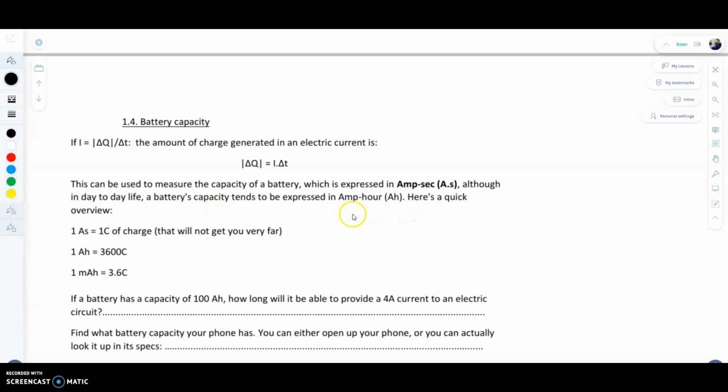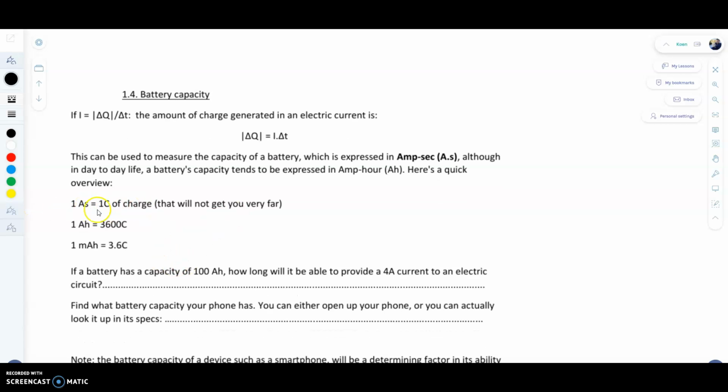Or, as used in certain batteries of, for instance, cell phones, we will often use milliamp hours, which is just 1/1000th of an amp that can be used for a certain amount of hours. So 1 amp second means 1 Coulomb of charge. That will not get you very far in this case. 1 amp hour means, well, 1 hour is 3600 seconds, so that would be 3600 coulombs worth of charge in that battery, and 1 milliamp hour would be 1/1000th of that, meaning 3.6 coulombs of charge.